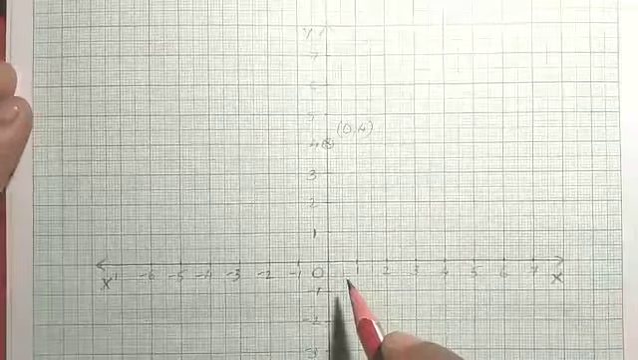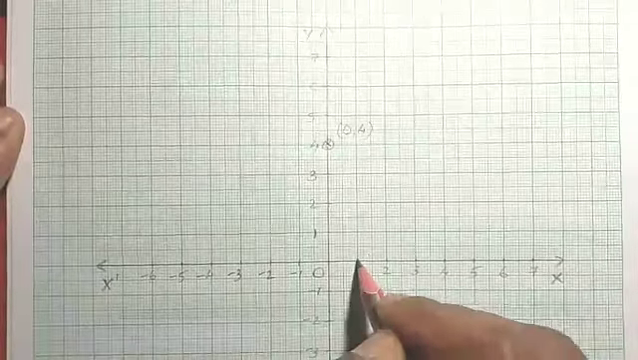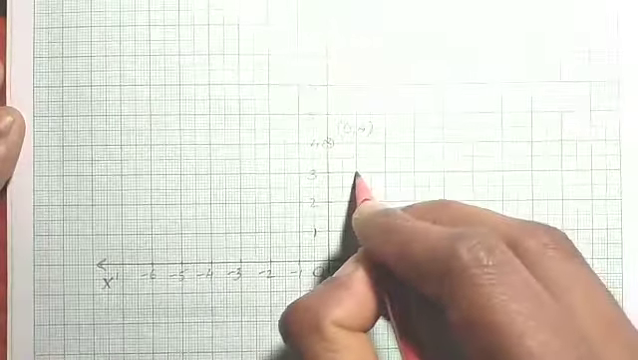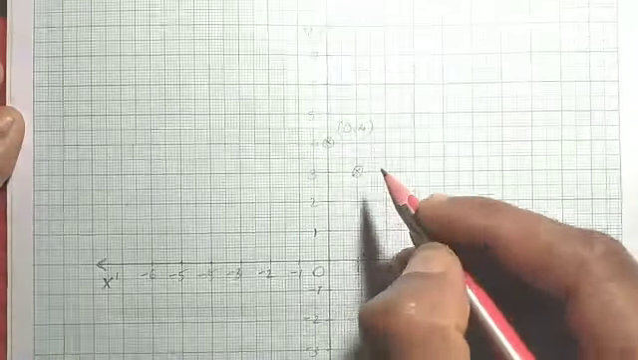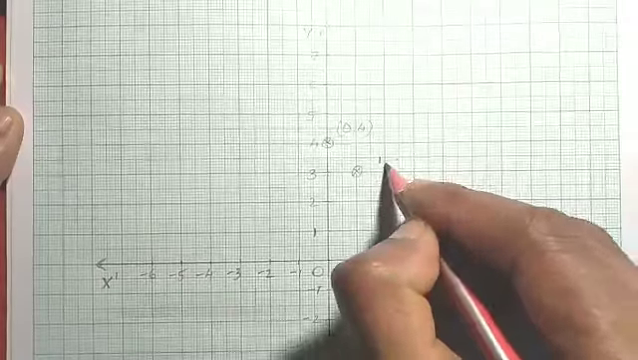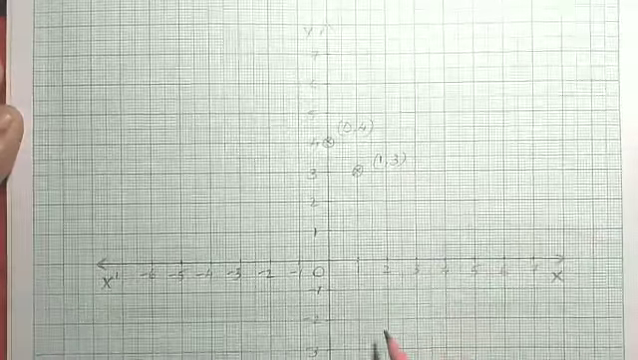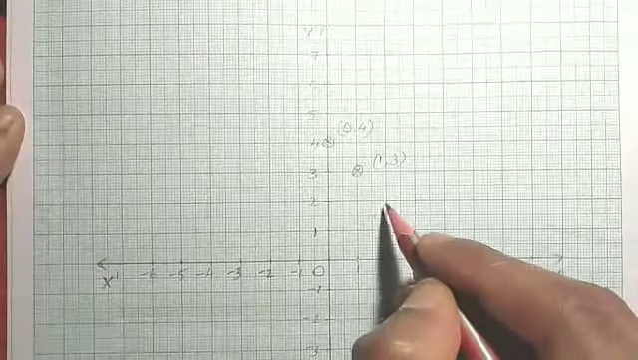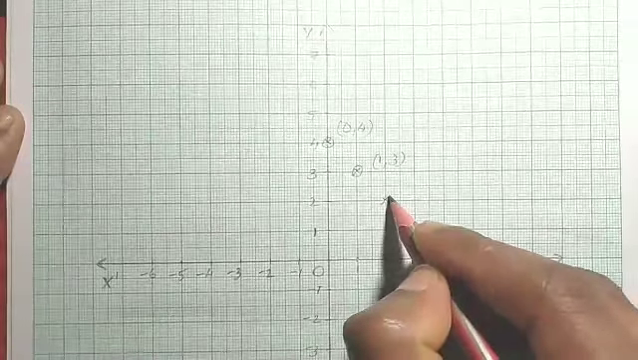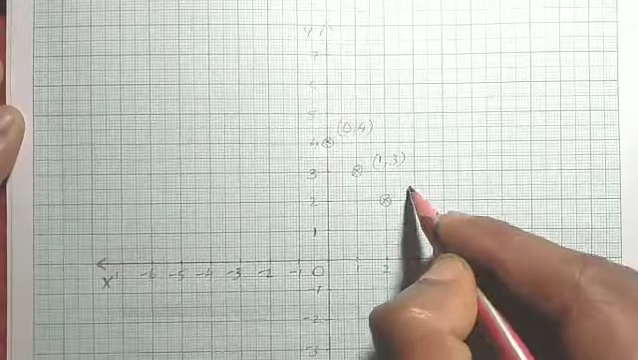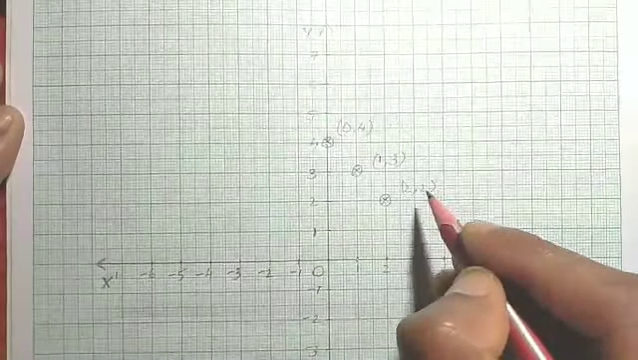Now the second point, the second solution, is (1, 3). x is equal to 1, y is equal to 3. This one is the point. Give a cross mark there, round it, and write the coordinates (1, 3). Next one is (2, 2). x is equal to 2, y is equal to 2. This one is the point. Give a cross mark there, round it, and write the coordinates (2, 2).